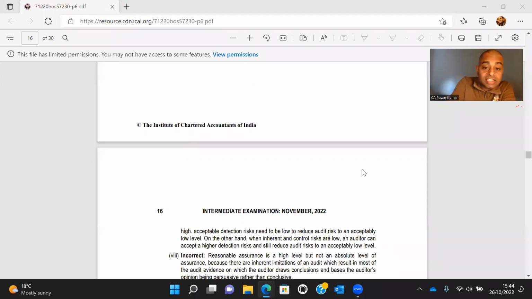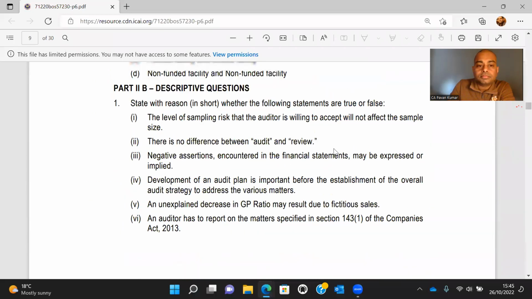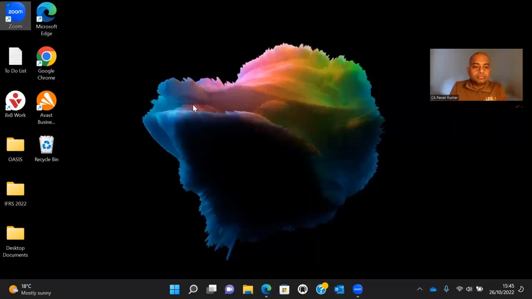So now shall we see the answers? Okay. The level of sampling risk that the auditor is willing to accept will not affect the sample size. Guys, you tell me one thing. If sample size is more, do you think sample risk will be less? Sample size and sample risk.